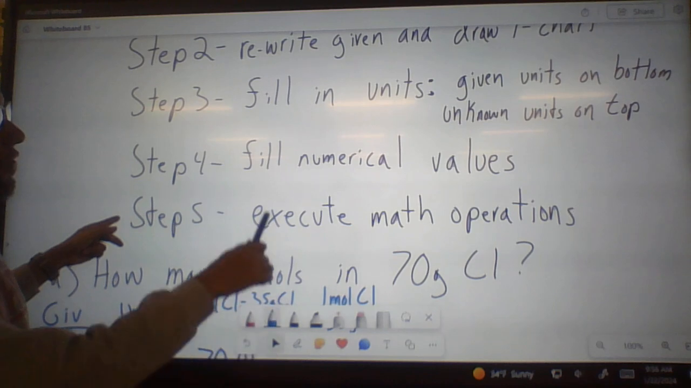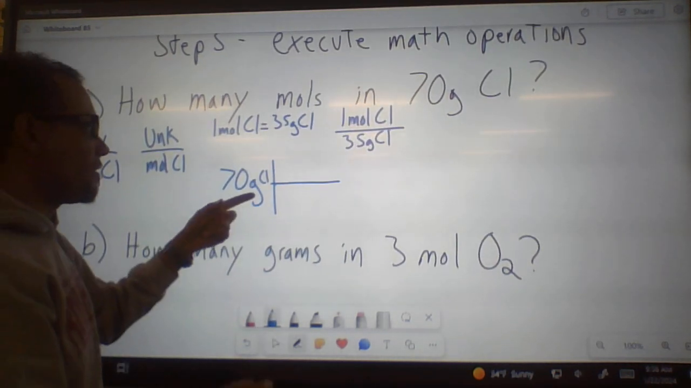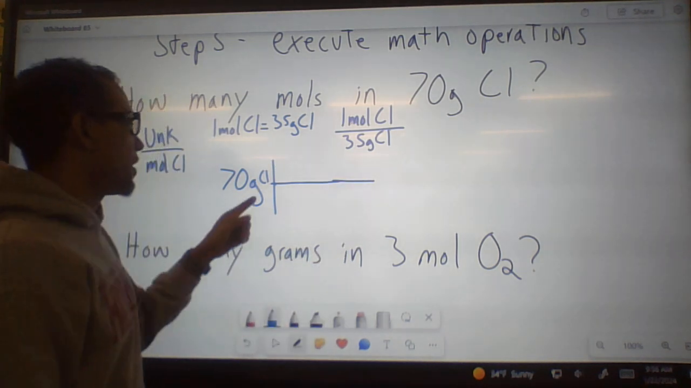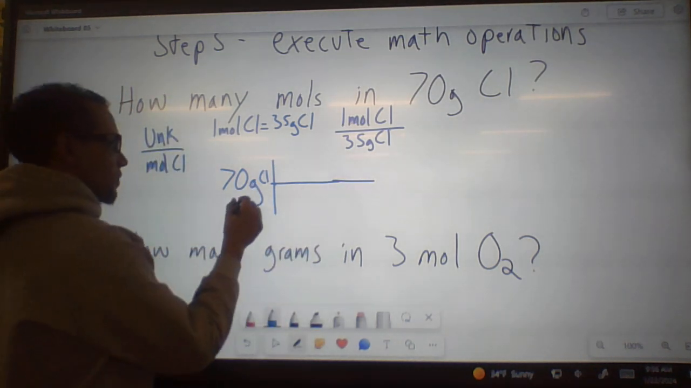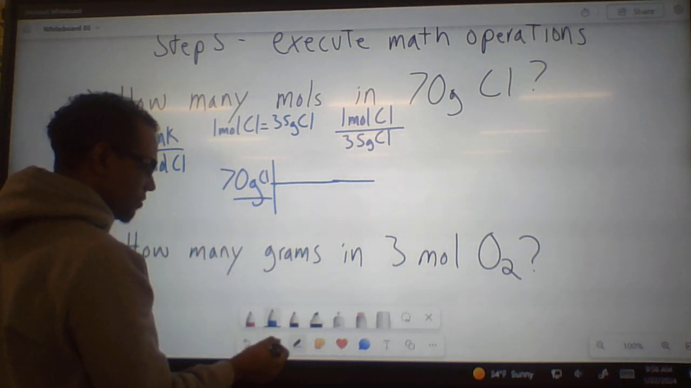Step number three, fill in units. Given units on bottom, unknown units on top. Okay, so now I have a T-chart with no units. My given units always come on the bottom. I always underline my given units, never the numbers. Let's do that.